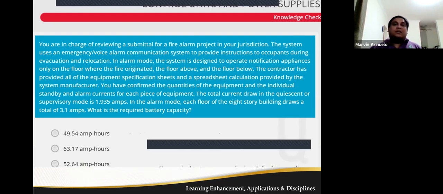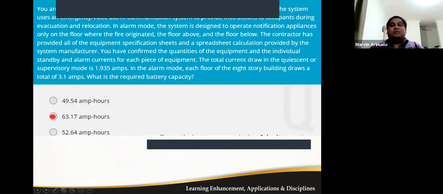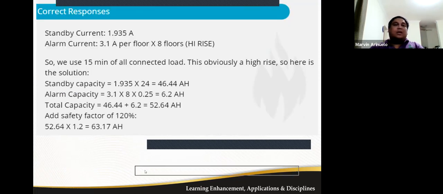So here there is a question, so I will give it as an assignment. You can follow the same calculation, but again, you need to calculate it in 24 hours for normal power required and standby, and 5 minutes during the fire alarm. And you should get 63.17 amp hour. This is the calculation.